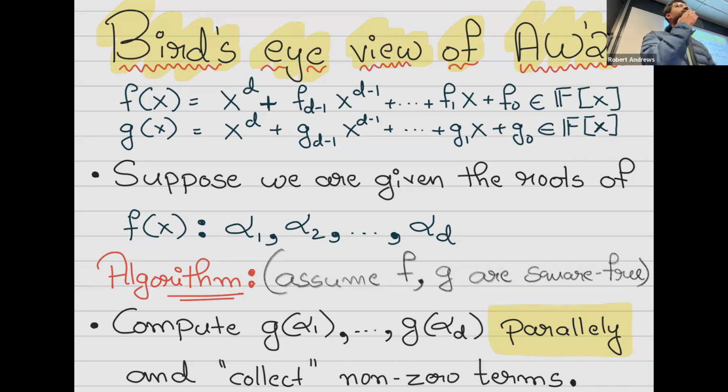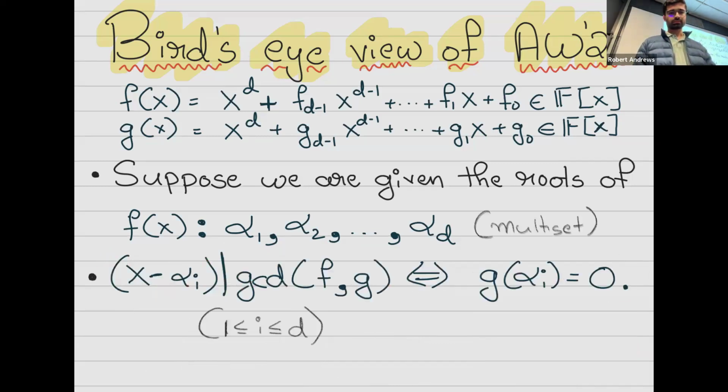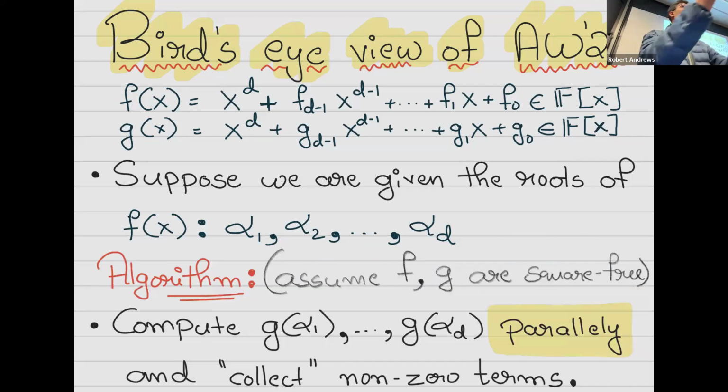Sorry, could you explain why you have collected non-zero terms? On the previous slide you said that x minus alpha divides the GCD if and only if g of alpha is 0. Oh, sorry, my bad, typo. Yes, the zero terms. Then that gives me the GCD.